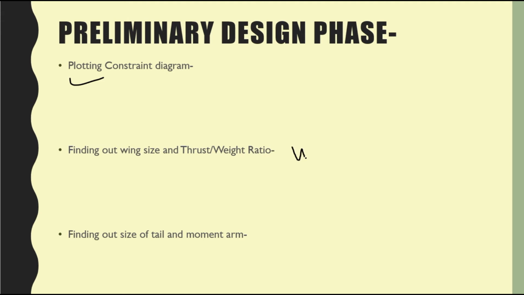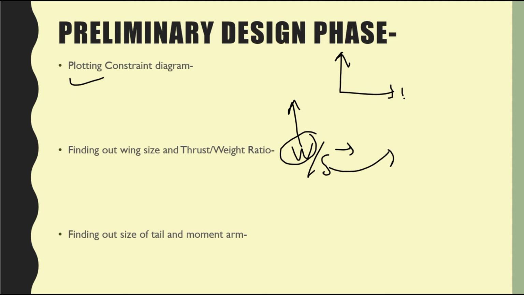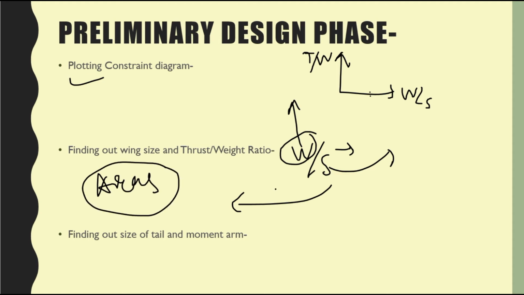Then from the wing loading, we can find out the size of the aircraft, that is we have W by S. So weight we already know, as we are going to fix the weight first. So after knowing the weight, we can find out the area, as we have plotted the constraint diagram in W by S versus thrust by weight. So we are going to fix W by S over here, and we can calculate the area of the wing. Now after getting the area of the wing, it is our decision how to distribute that area in the span and the chord.